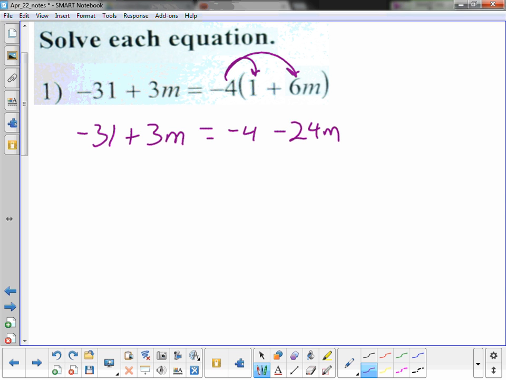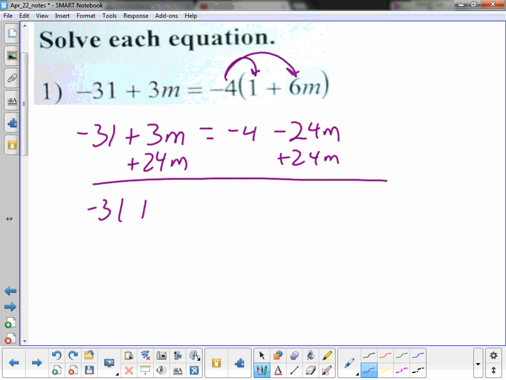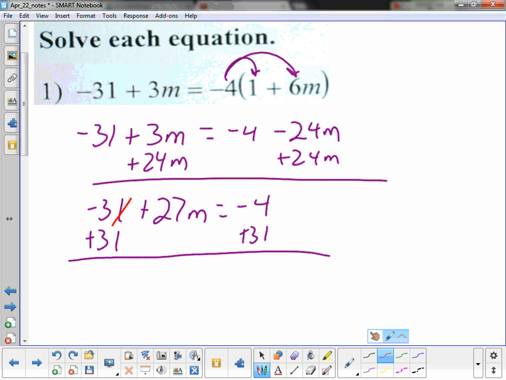So now I want to start moving things around. And like I told you last time, always try to move the variable that has a smaller number first. Negative 24 is actually further left than 3, so I'm going to move the 24m. And when I do that, I get a negative 31 plus 3 and 24 added together is 27m, and then that's going to equal negative 4. Now I can get rid of the 31 by doing the opposite. Since it's a negative number, I want to make a positive here so that those will actually cancel off. So a negative 31 and a positive 31 do cancel each other off.